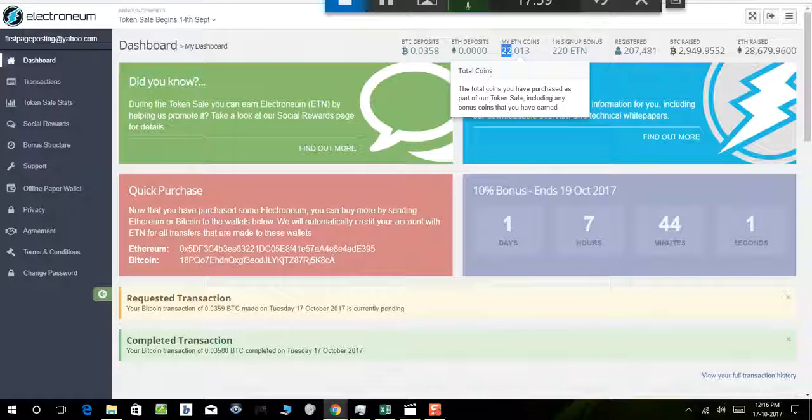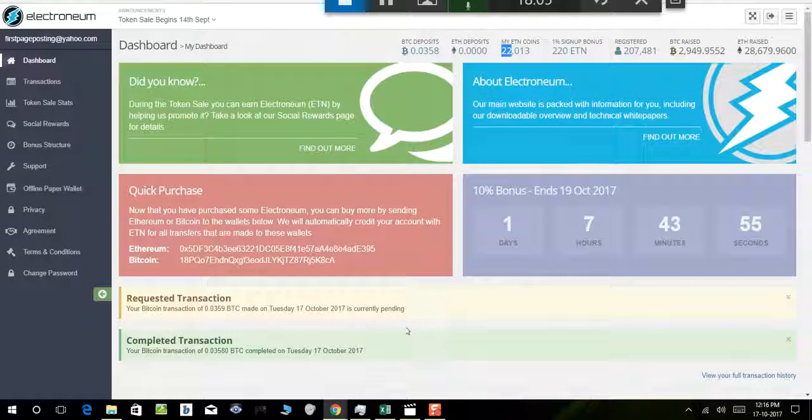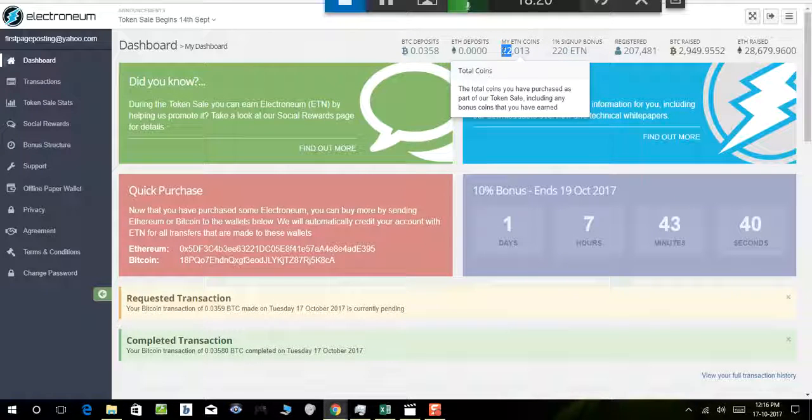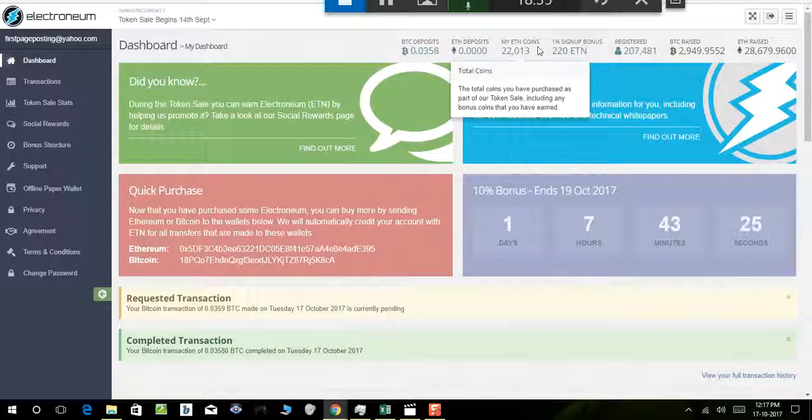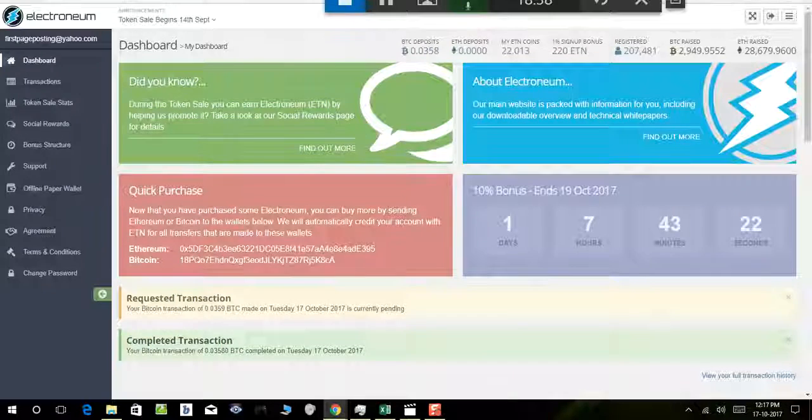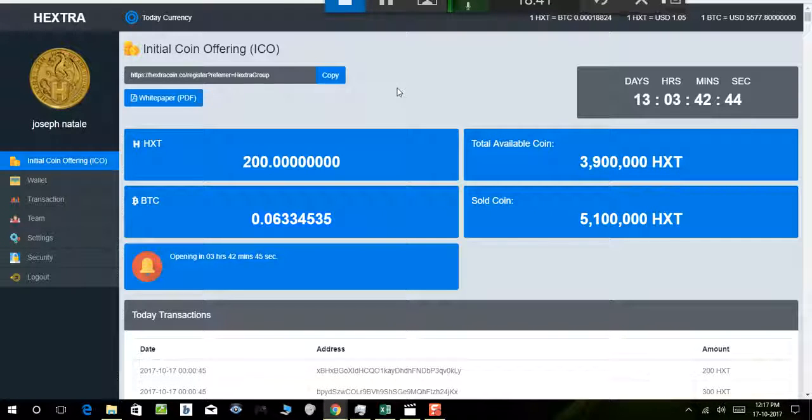I mean rich. 20,000 coins hit $100 each. What's that? I'm better with like 10. So 10,000 coins hits $100, then you have $1 million. So this would be $2 million. 20,000 coins hitting $100, you have 2 million bucks. Not a bad $200 spent, I must say. I'm very, very happy with my 22,013 coins. Hextra, I'm modestly happy with my 200 coins.